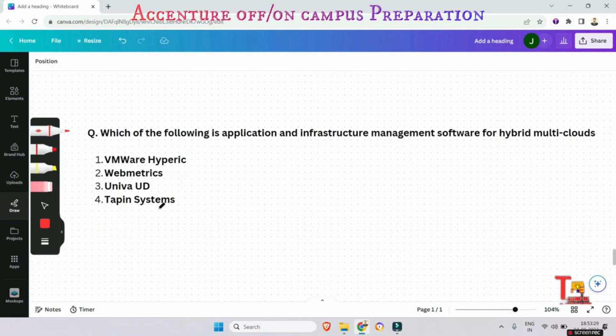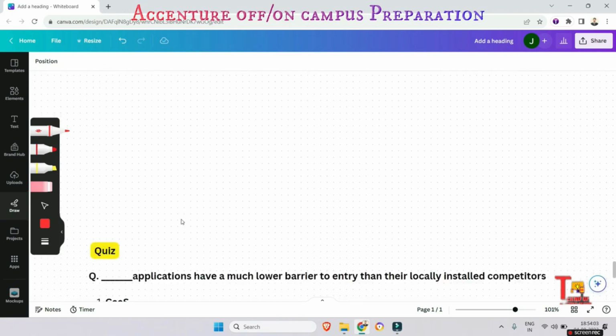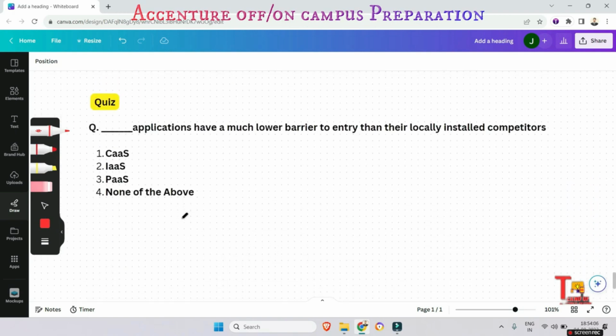Which of the following is an application and infrastructure management software for hybrid multi-clouds? VMware Hyper-V, Webmetrics, Univa UD, or Tap-in Systems? The answer will be Univa UD, right? Because Univa UD combines single cloud tools like VMware Hyper-V and Webmetrics to develop a multi-cloud, right? And Tap-in Systems is actually a provisioning and management service, right? So the answer will be Univa UD.